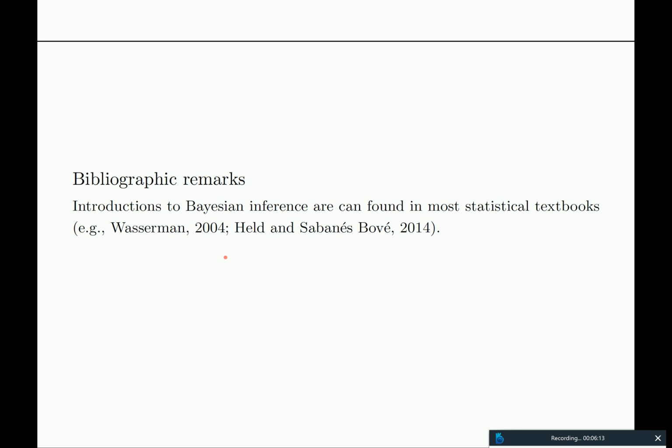You find in any modern probabilistic modeling or statistical textbook some parts on Bayesian inference. I think the Held book tried to juxtapose statistical inference in the classical, or let's say frequentist, framework and in the Bayesian framework next to each other quite a lot. Wasserman is a little bit dominated by frequentist. There's a little bit of Bayesian inference also in DeGroot and Schervish, but not that much.